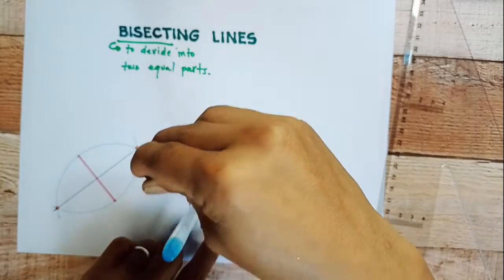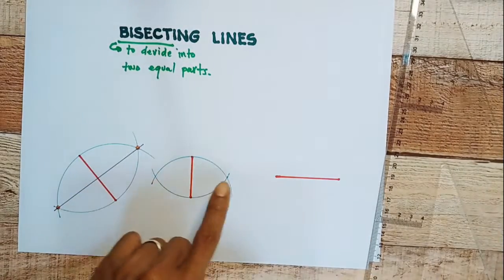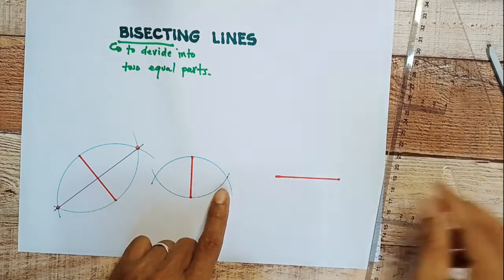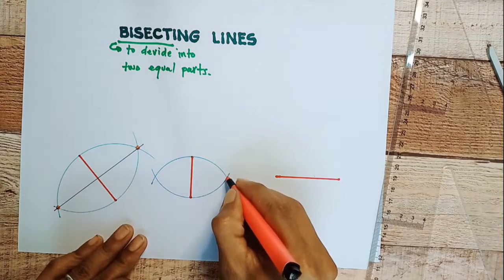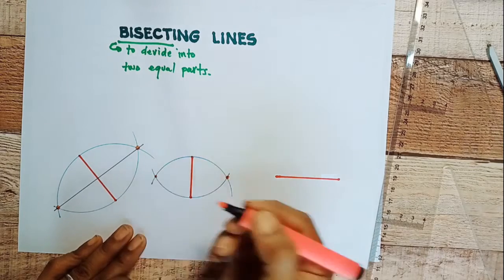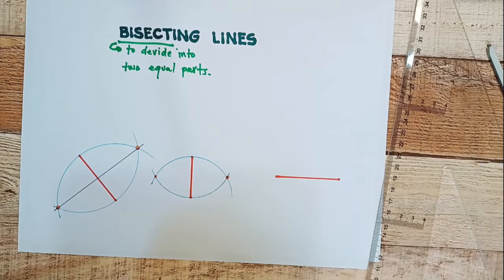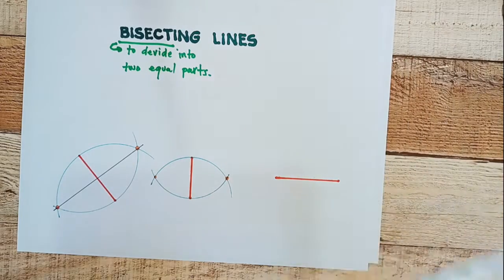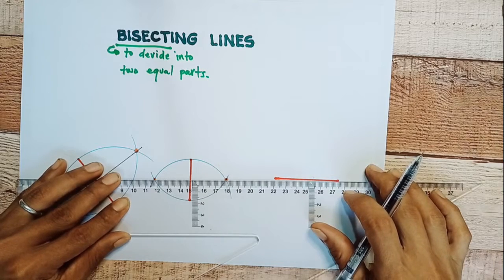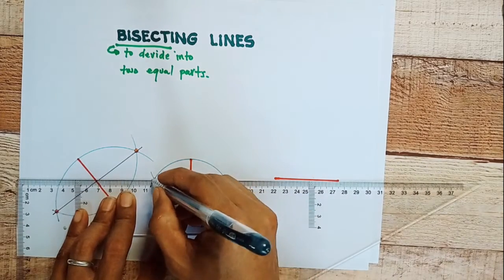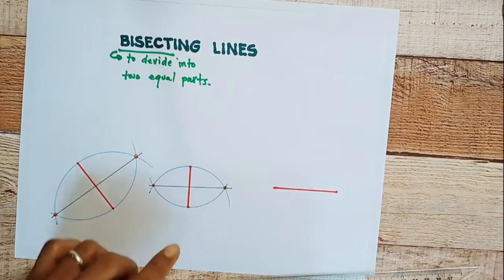Then on their point of intersection, these are the points of intersection. Then we're going to draw a line or score a line to identify the midway of the line, or halfway of the line. There. So now the line is bisected into two equal parts.